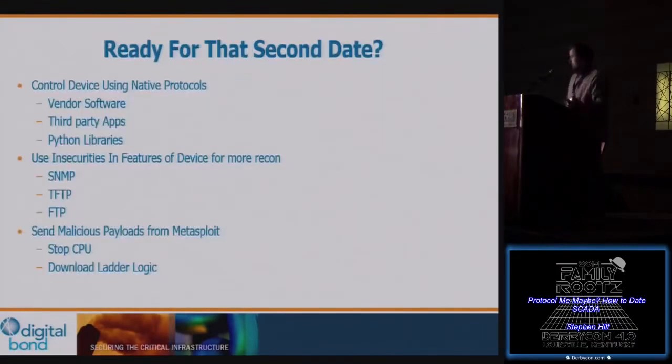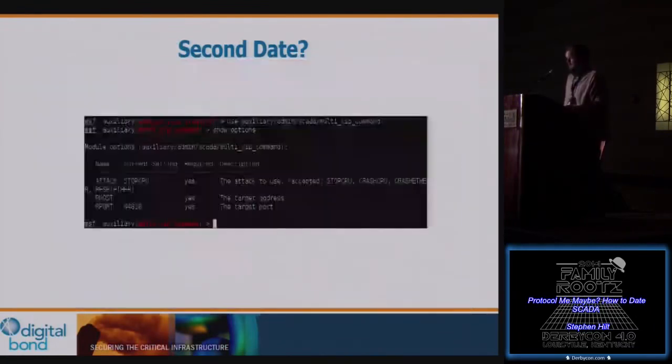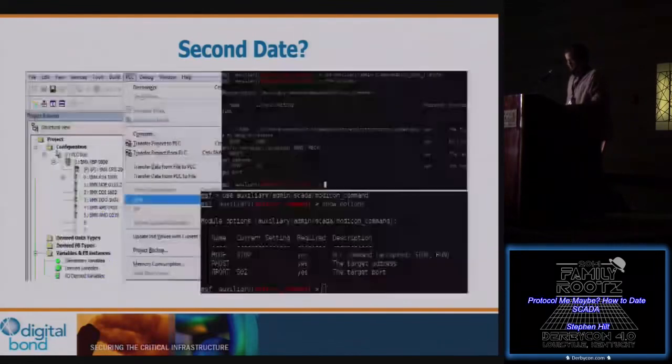So with all that information gathered, where do we go from here? Most of them have web pages that you can poke around on to gather more information. There are pre-existing Metasploit modules, most of which Digital Bond wrote. This one will stop the CPU on the Rockwell devices, using Ethernet/IP and CIP. This one is the Siemens stop CPU command for an S7 that Dylan released a couple years ago.